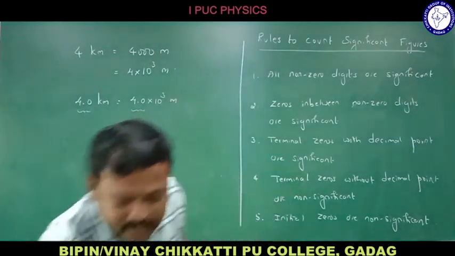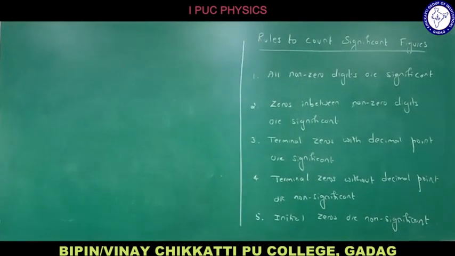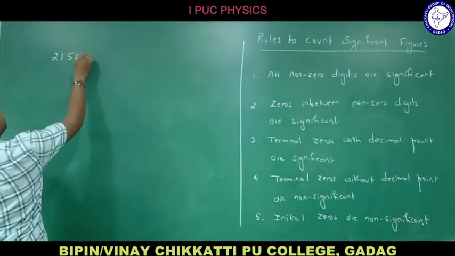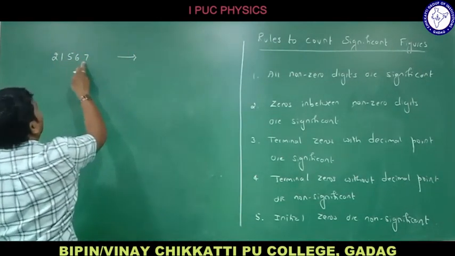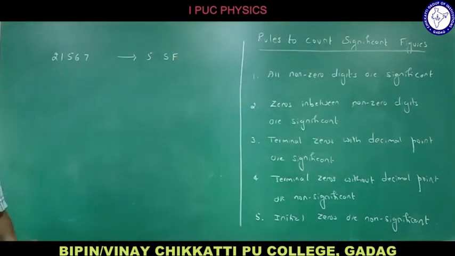Okay, let me take some more examples now. Come on, tell me. If it is like this, 2, 1, 5, 6, 7, how many significant figures are there? 1, 2, 3, 4, 5. 5 significant figures, because all are non-zero digits itself.